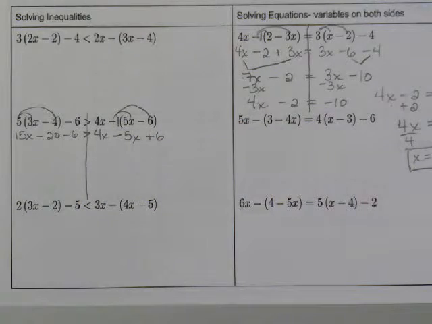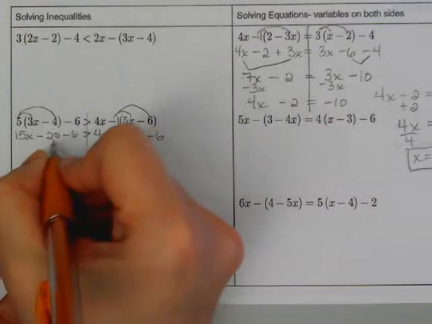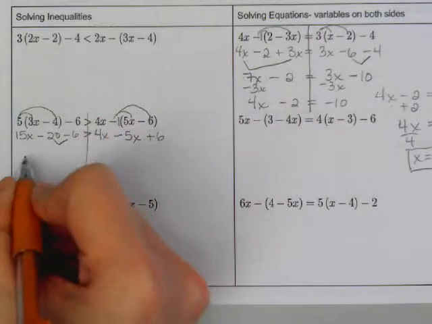Okay. Not yet. What comes after distribute? Combine like terms. So what do I combine on the left side? Negative 20 and negative 6, which is negative 26. What do I do with 15x? So 15x minus 26 is greater than, what's 4x minus 5x? Negative 1x. Drop down the plus 6.